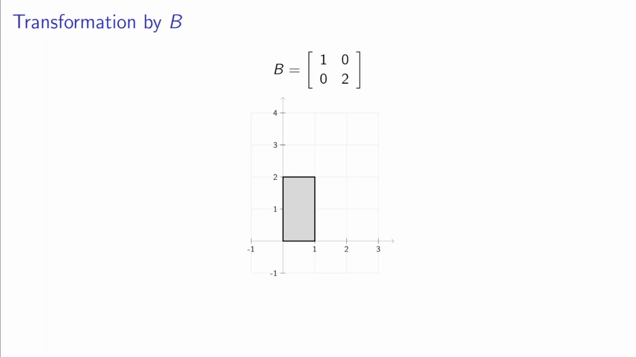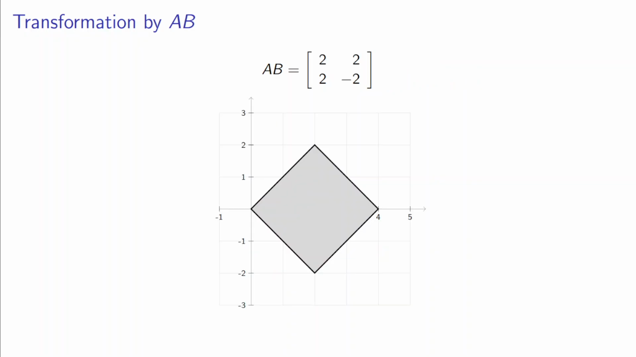So our unit square ends up being this rectangle here. The area of this we can quickly compute is just 1 times 2, so 2. And of course, the determinant of this matrix B is just equal to 2, 2 times 1 minus 0. But what we really want to look at is the transformation A times B.